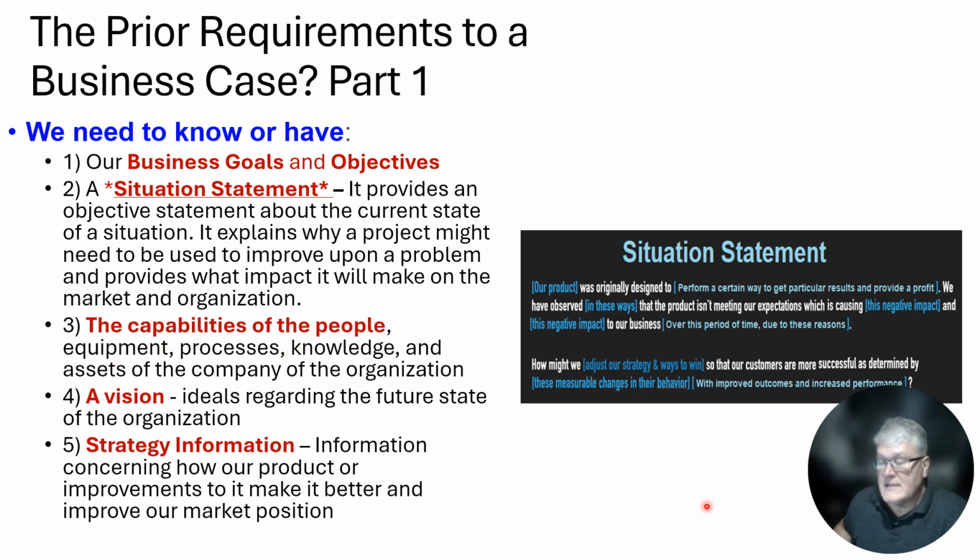You need to have a vision. A vision provides a description of the future state. Provided this project is successful, here's what the outcome is going to look like. And then next, you need to have strategic information concerning how your product or the improvements to it make it better and how it improves your market position.